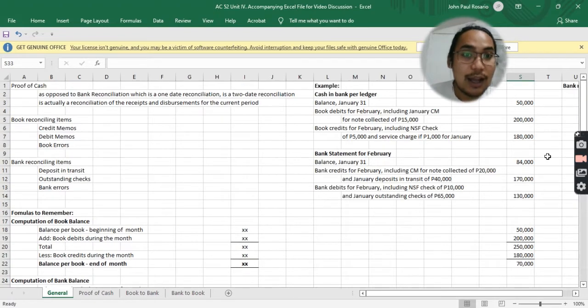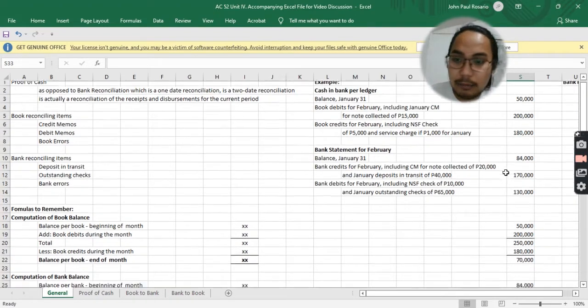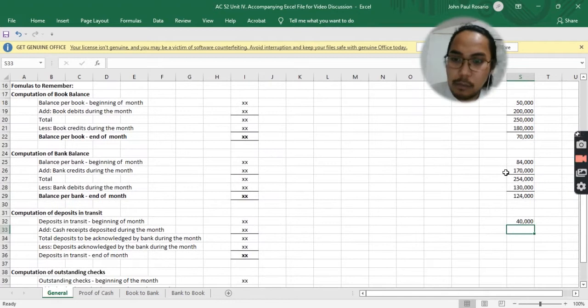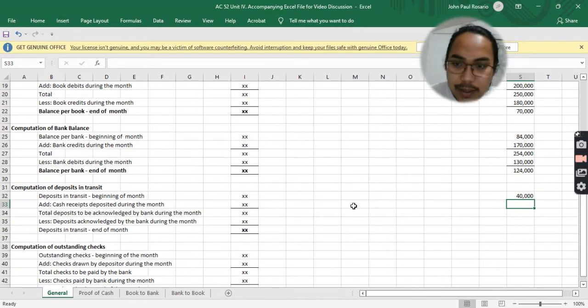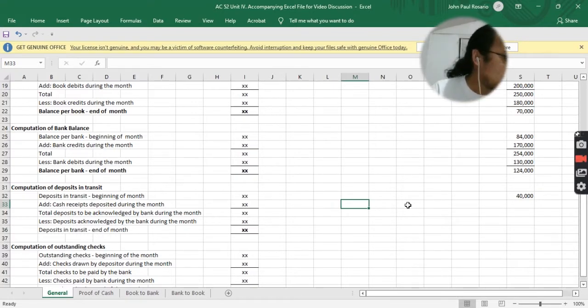So, your cash receipts will include, no, your cash receipts deposited during the month. So we add here the book debits. I think we are missing something in the formula here, so we have to deduct here to determine the actual cash receipts deposited during the month.